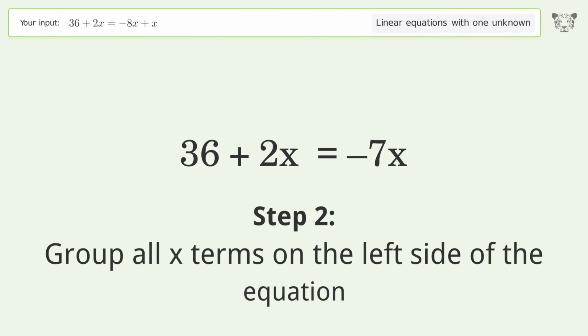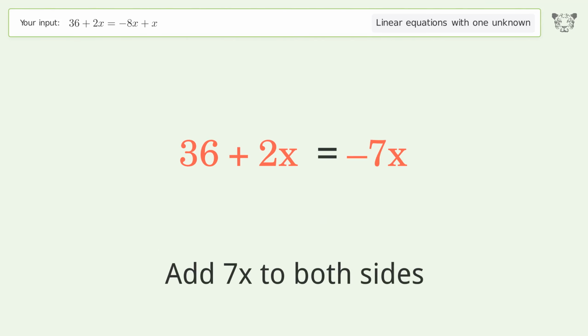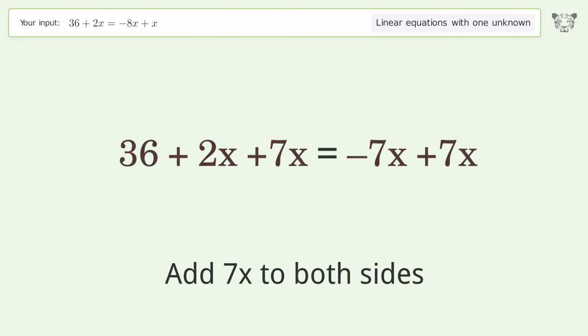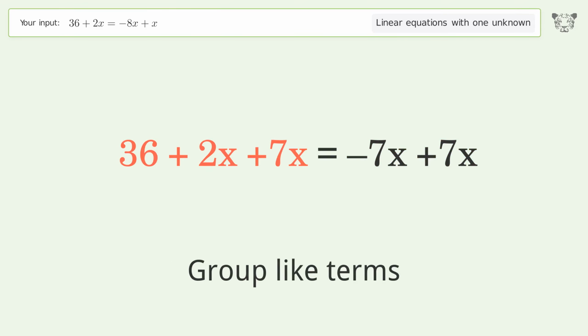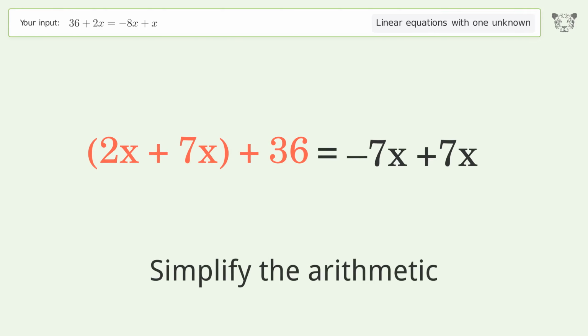Group all x terms on the left side of the equation. Add 7x to both sides. Group like terms. Simplify the arithmetic.